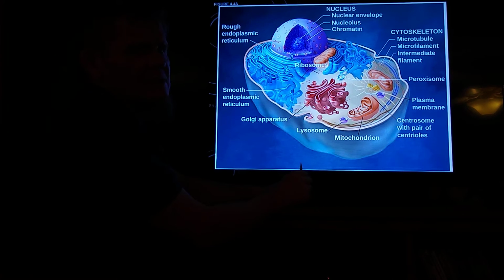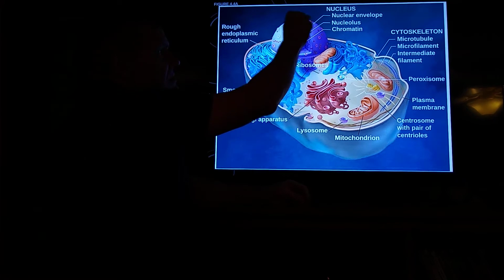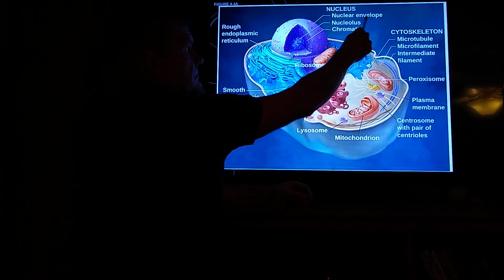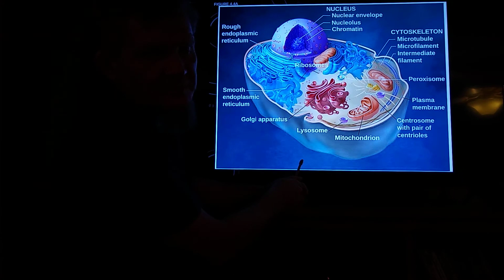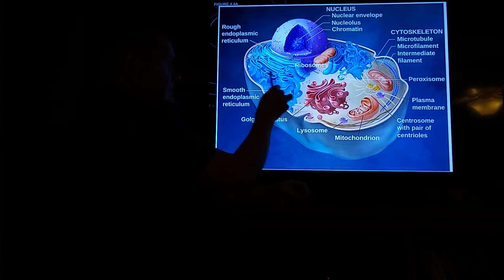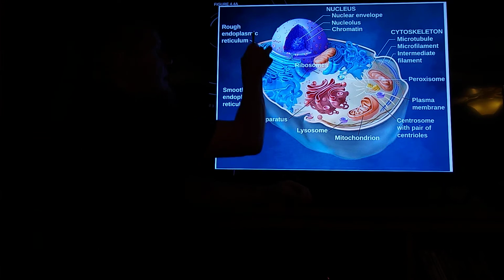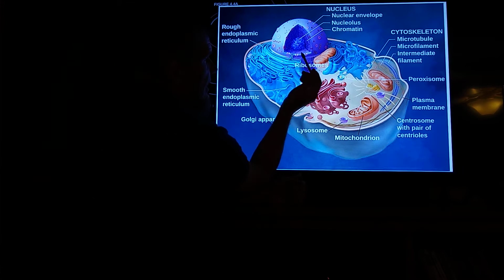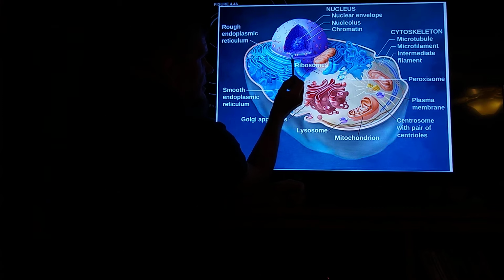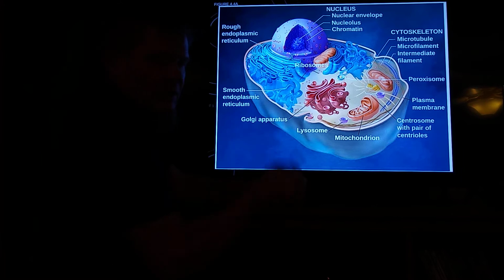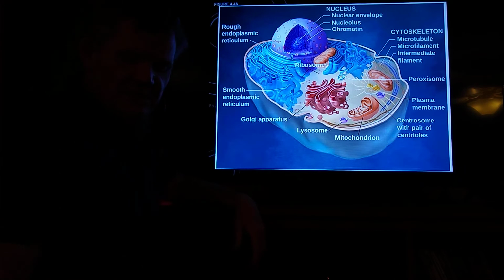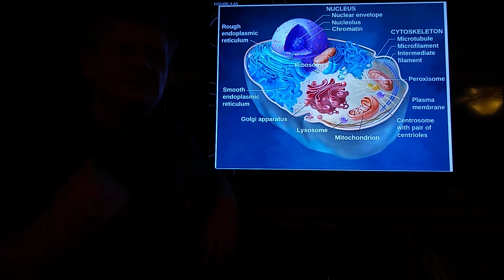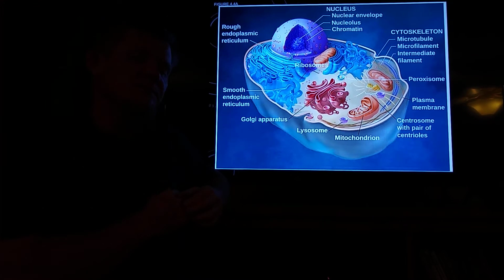We'll see in a few minutes that the nucleus, the nuclear envelope, is continuous with the rough ER. This blue folded stuff is called the rough endoplasmic reticulum. Do you see how the little front section of the nuclear envelope is bleeding into and forms this rough ER? Do you notice that? That's what continuous means. Continuous means it's hard to tell where the one stops and the other one starts.